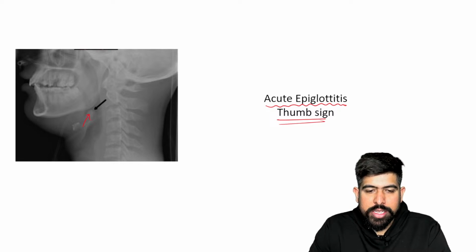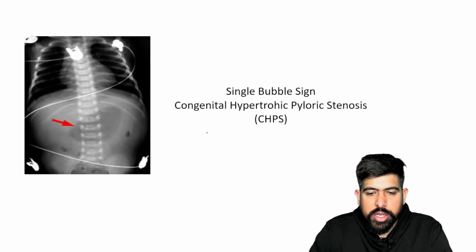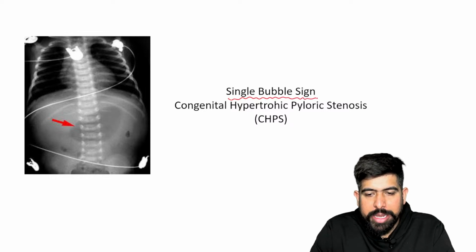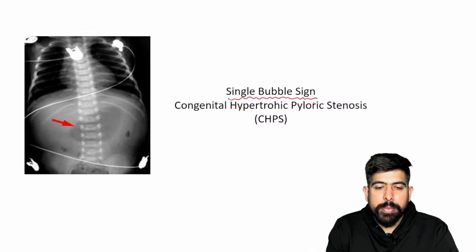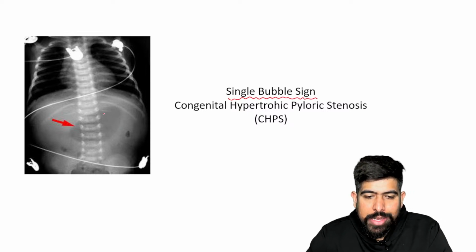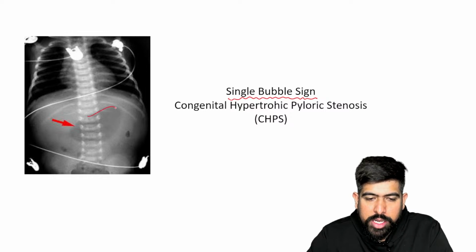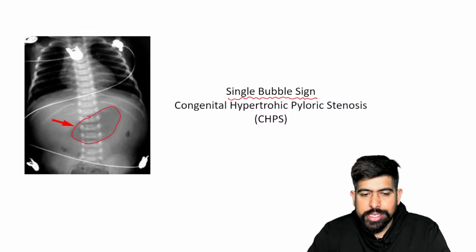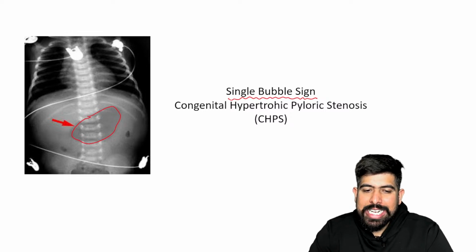Let's move forward for the next image, which is the single bubble sign. The image I showed you earlier had multiple bubbles, but can you identify that in this condition one single bubble is seen on the erect abdominal X-ray? Can you identify this single bubble? And please remember, only one air bubble is seen.